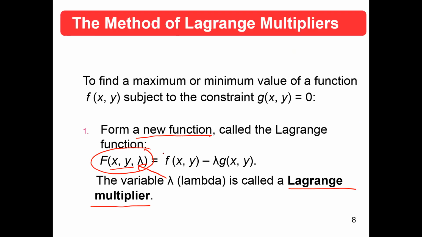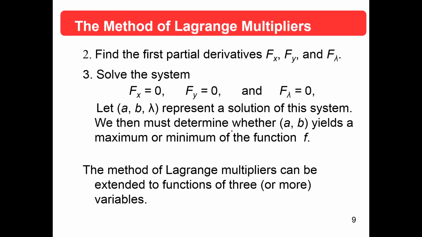And how do we get this function? Pretty easy. It's going to be the objective function f(x, y) minus lambda, the Lagrange multiplier, times the constraint. So you just do the objective function minus lambda times your constraint. And that's going to be the new function you need to construct for using this method of Lagrange multiplier. Step 1. Step 2.